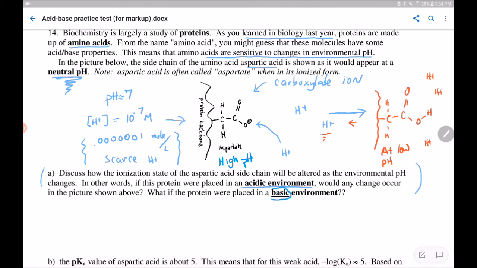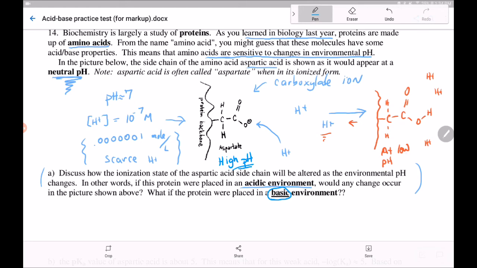So here you see basic environment. This is what we'd expect to see. Acidic environment, the red form is what we'd expect to see. And that turns out to be a good way of altering a protein's function. Some proteins will not work at a low pH. Other proteins only work at a low pH.